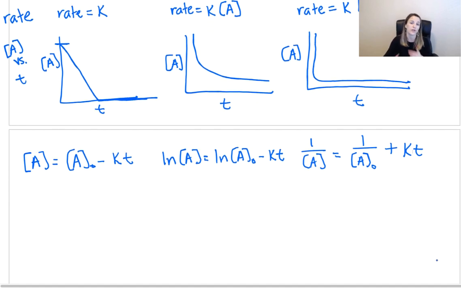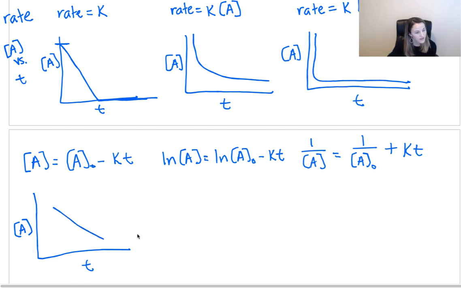So what I would do in my lab or my experiments is take my data, and the first thing I would do is see if it was 0 order. That's always what you check first. So you plot the concentration of A versus time. If you get a line that looks like this, then you're like, woohoo, I nailed it. I've got a straight line.